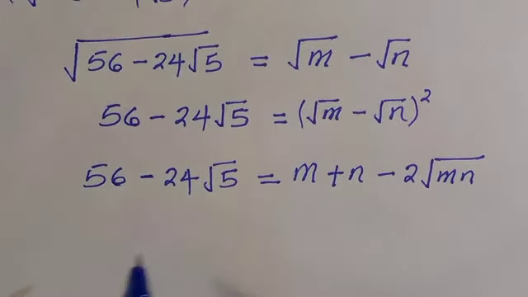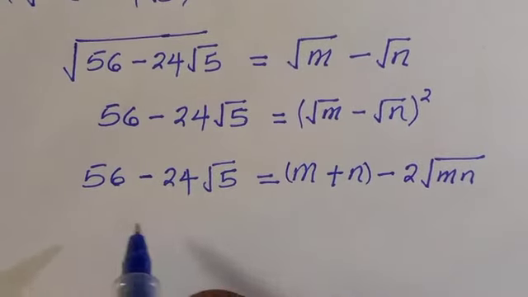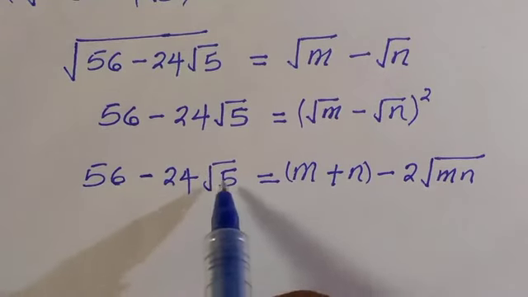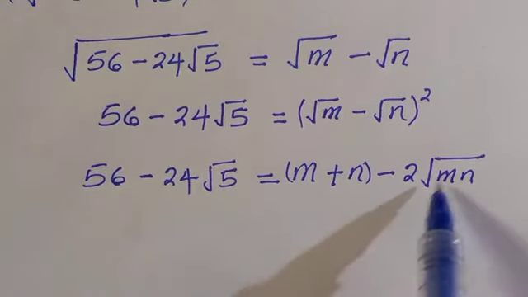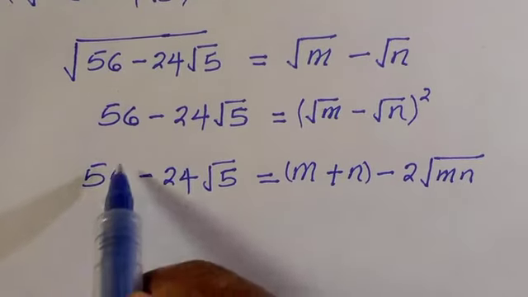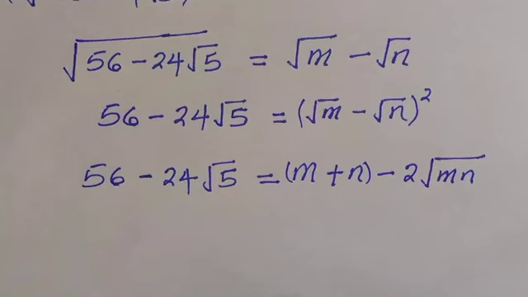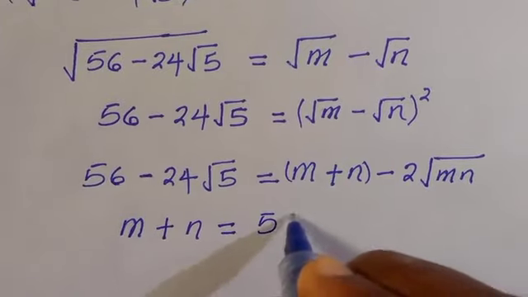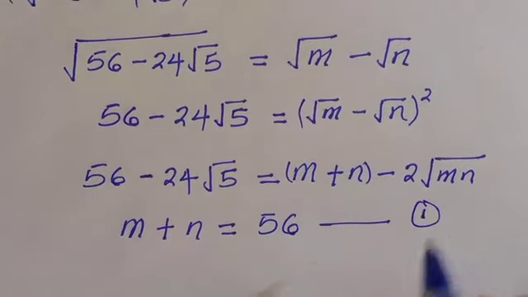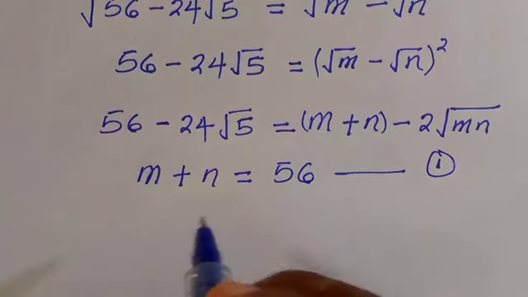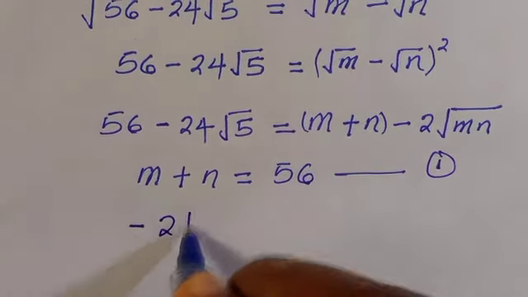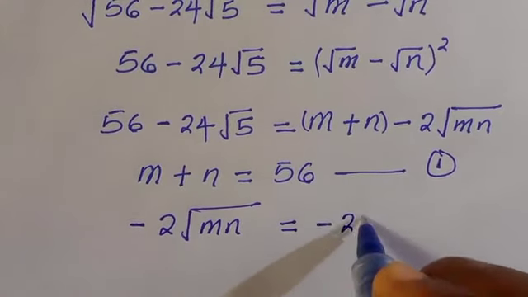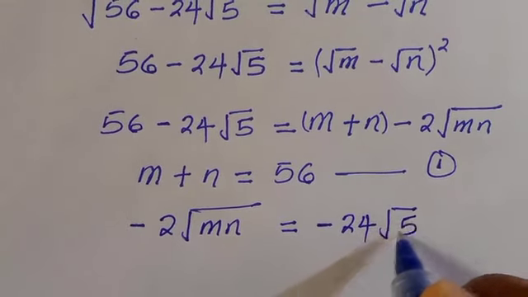The next thing to do is to compare. Here we have 24, here is 2. Since this one is attached to a root, we also have a root here. Therefore, m plus n equals 56. Call this equation 1. For equation 2, we have minus 2 square root of mn equals minus 24 root 5.